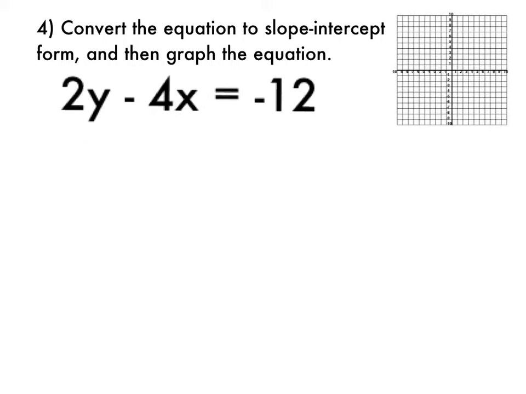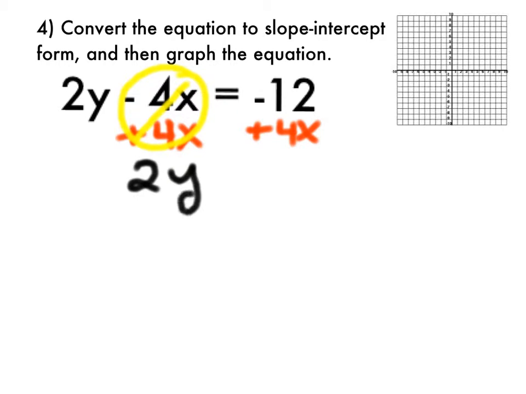So in order to get rid of negative 4x, I'm going to add 4x to both sides of my equation. Now, negative 4x and positive 4x cancel each other out on the left side. So on the left side of the equation, I'm left with just 2y. And on the right side of the equation, I'm left with 4x minus 12.